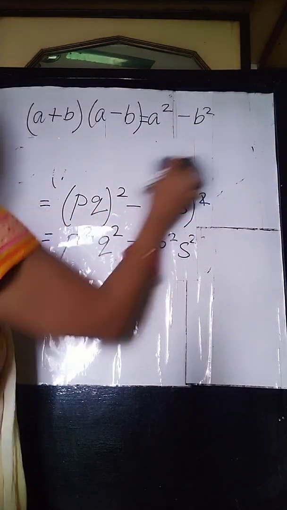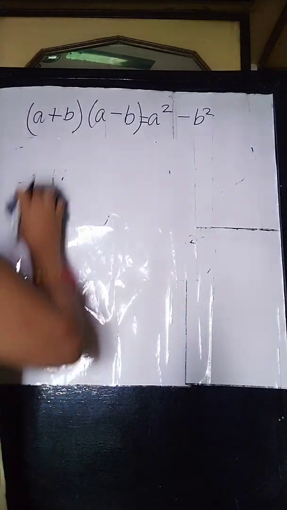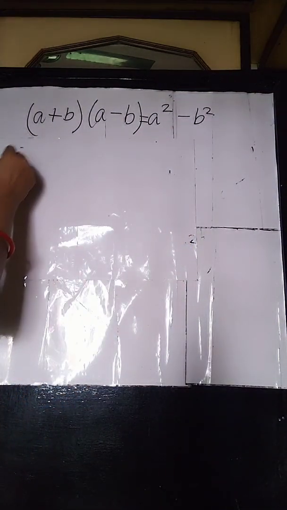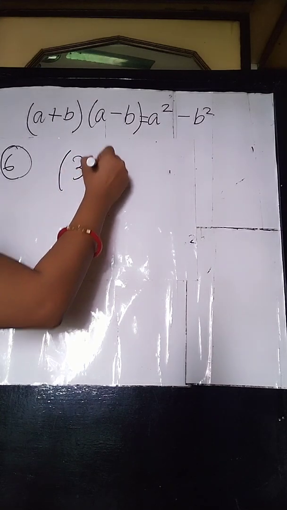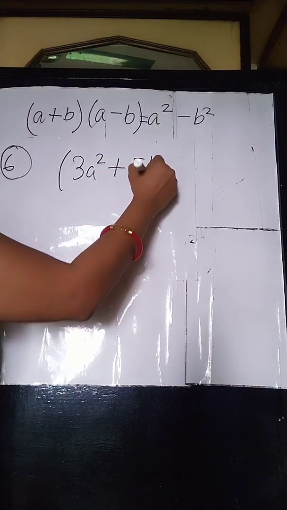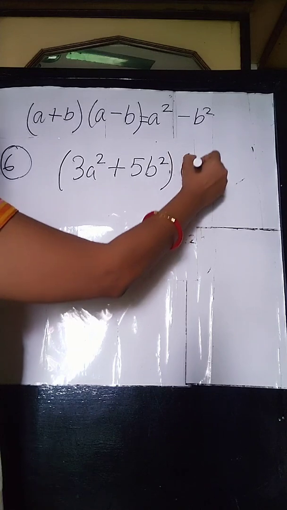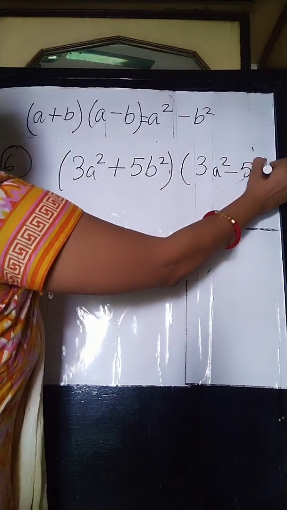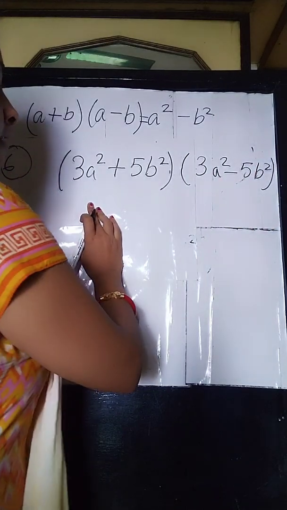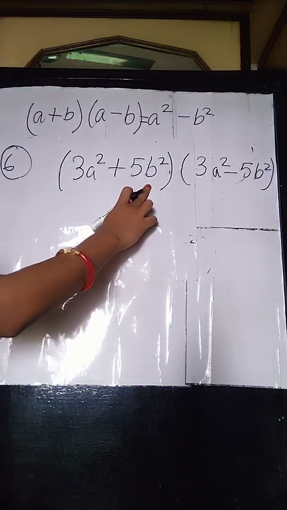Now, the next sum is sum number 6. In sum number 6, it is given that (3a square plus 5b square) and (3a square minus 5b square).